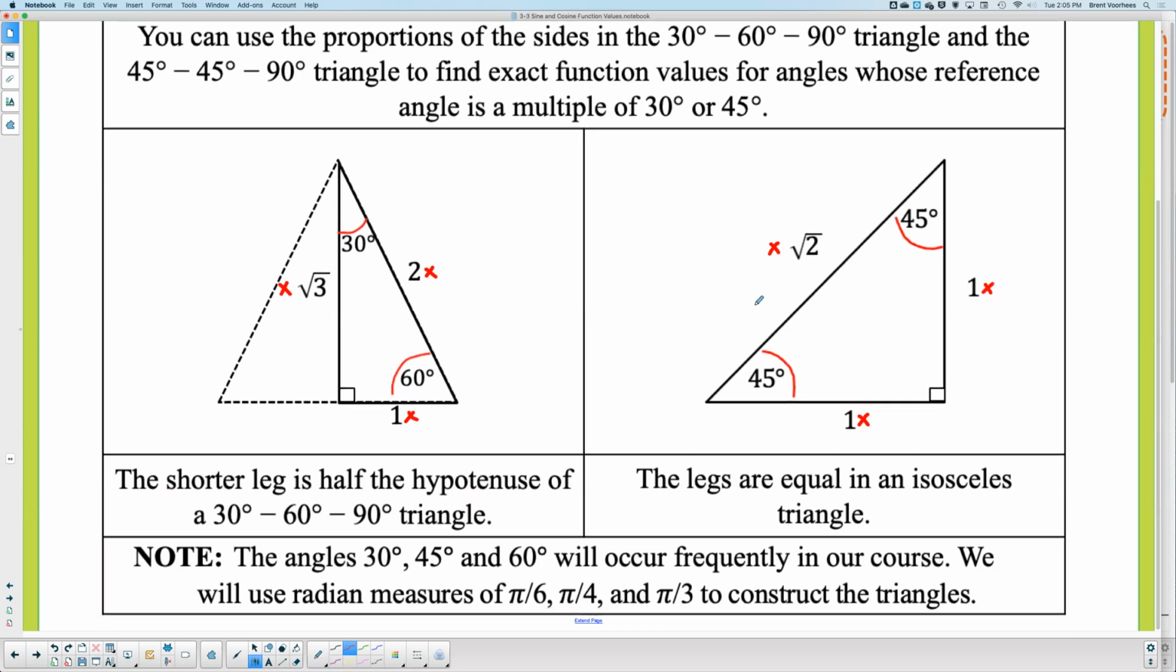Well, the relationship without the x's is what appears on the unit circle. That's where our unit circle gets the values. So the angles 30, 45, and 60 will occur frequently in our course. And I should have added in 90 degrees. But we use radian measure, pi over 6, pi over 4, and pi over 3. And in the case of 90 degrees, it's equal to pi over 2 as well. All those values occur on the unit circle.